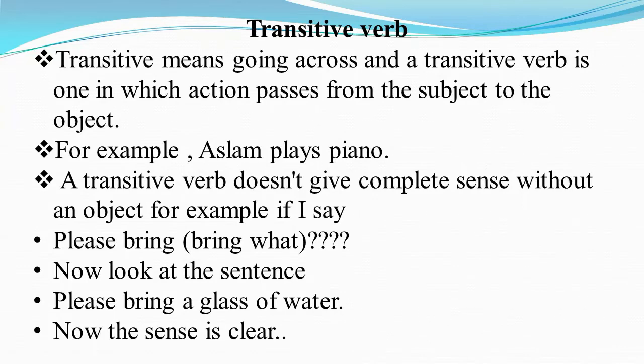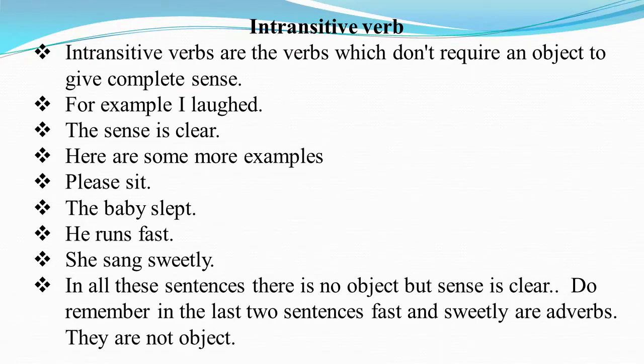Clear? Okay. Now let's see what is intransitive verb. Intransitive verbs are the verbs which do not require an object. For example, I laughed. The sense is clear in this sentence, and the sentence does not contain object. So, laughed is an intransitive verb.